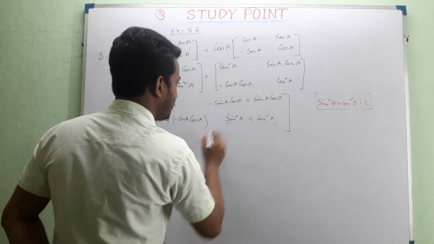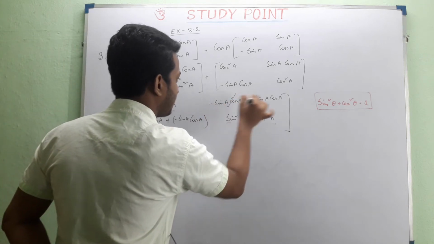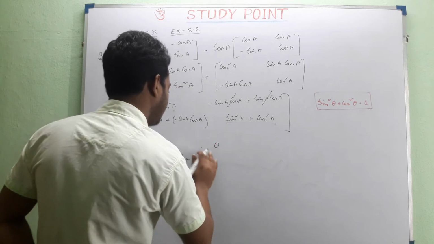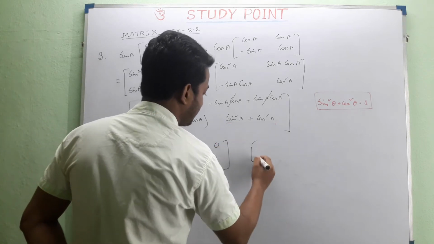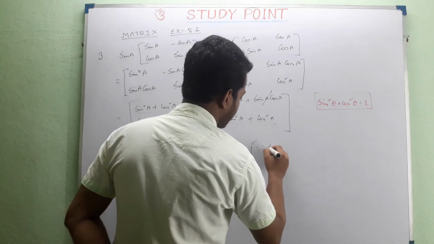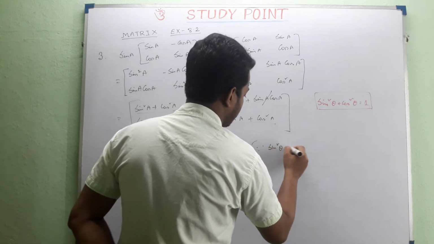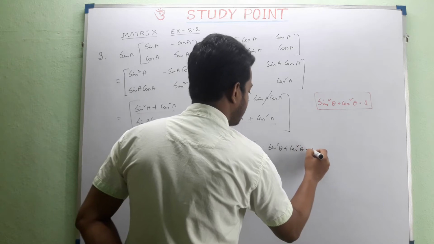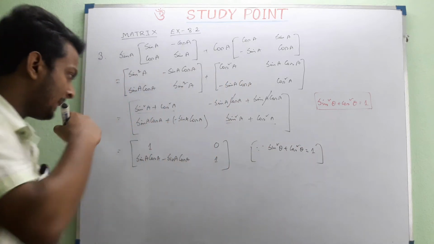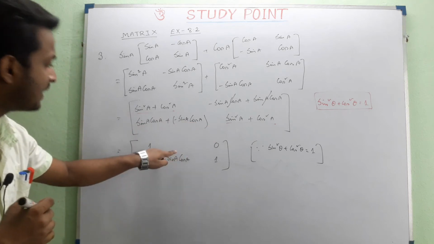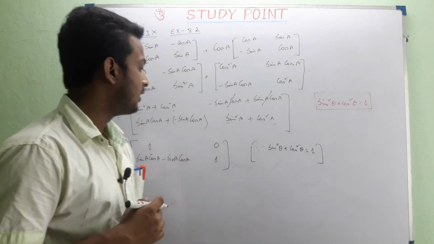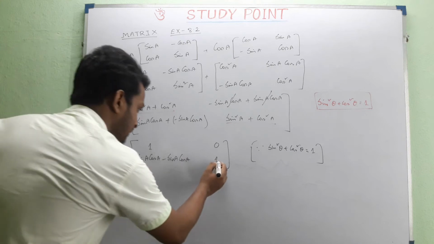Here see, plus sin A cos A and minus sin A cos A will be cancelled, and here the term will be 0 and here it will be 1, and we have to give the reason over here, since sin square theta plus cos square theta is equal to 1. As we have put the value of this term and this term here 1 and 1, that's why you have to give the reason within bracket why we have put this.